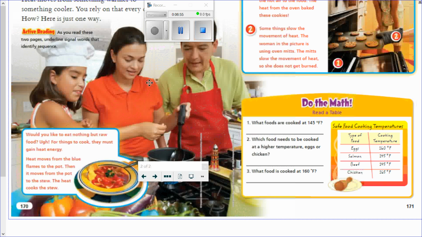Would you like to eat nothing but raw food? Ugh. For things to cook, they must gain heat energy. Heat moves from the blue flames to the pot. Then it moves from the pot to the stew. The heat cooks the stew.